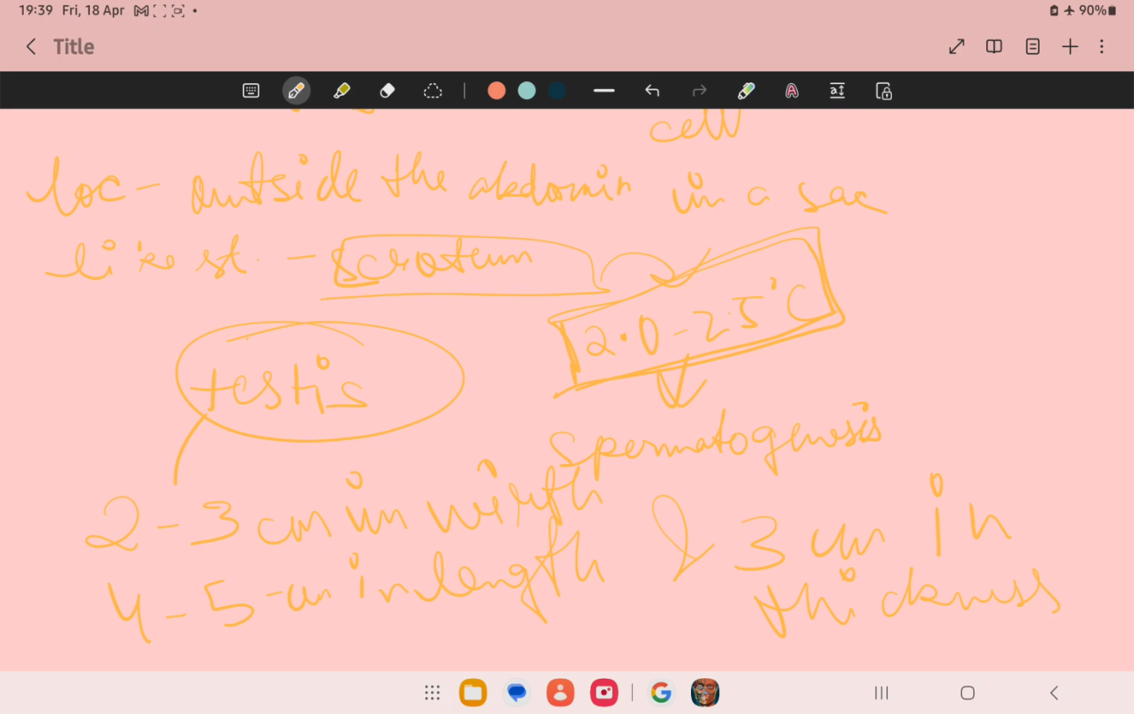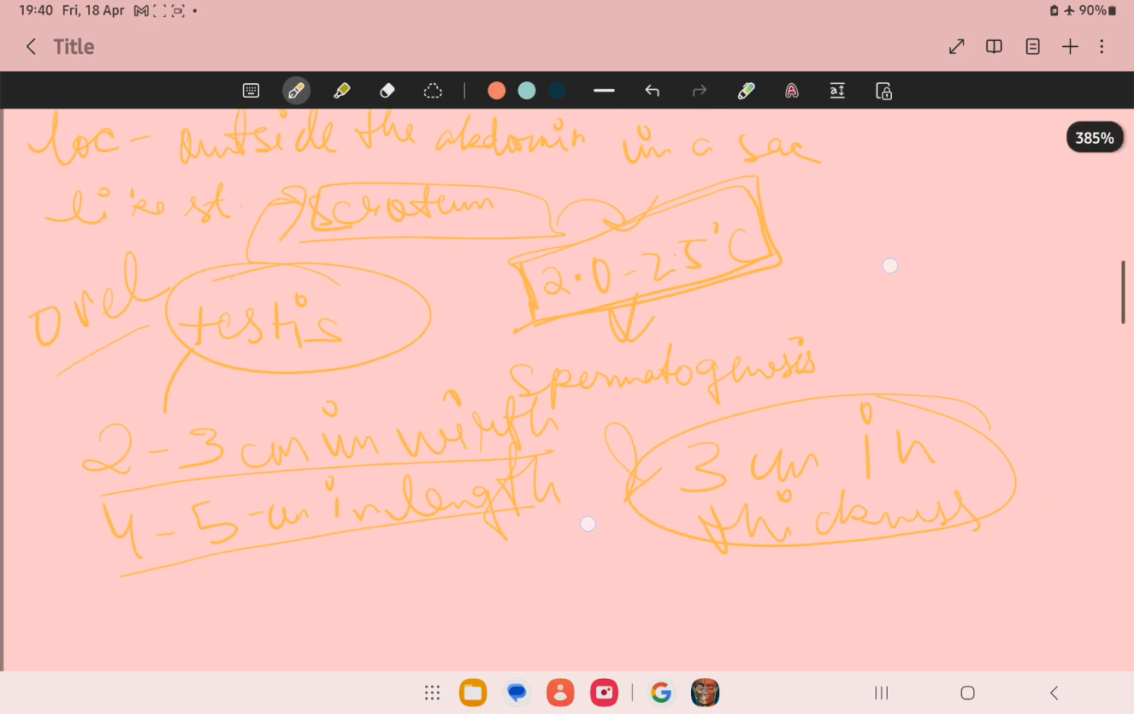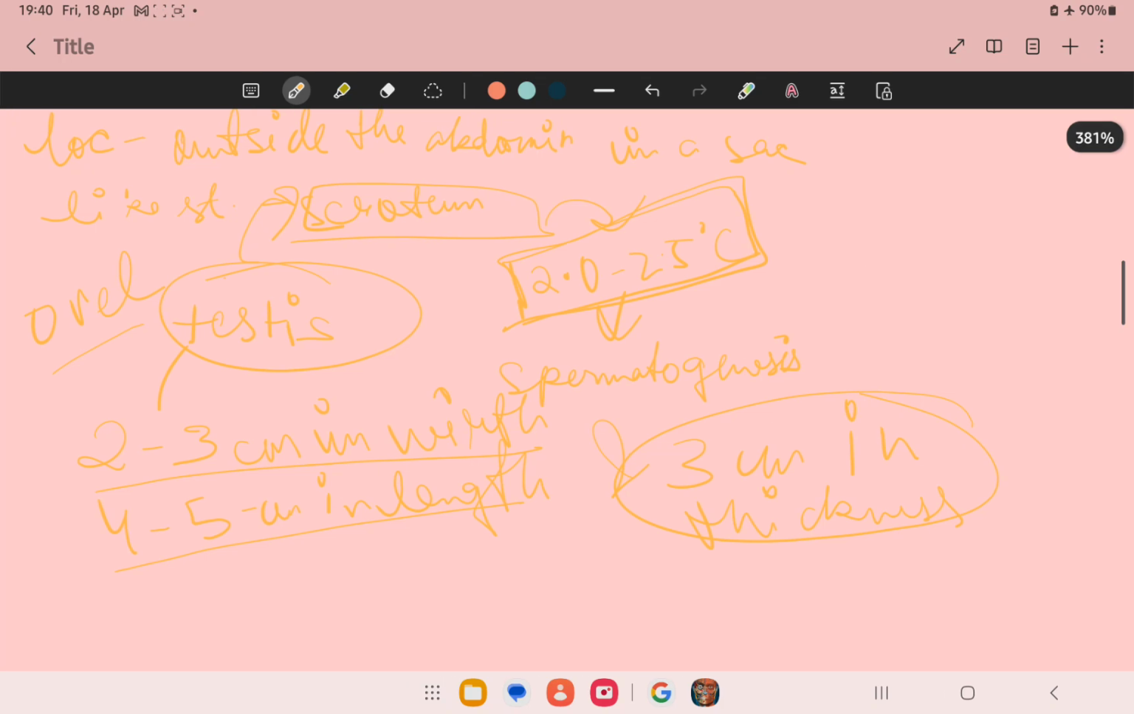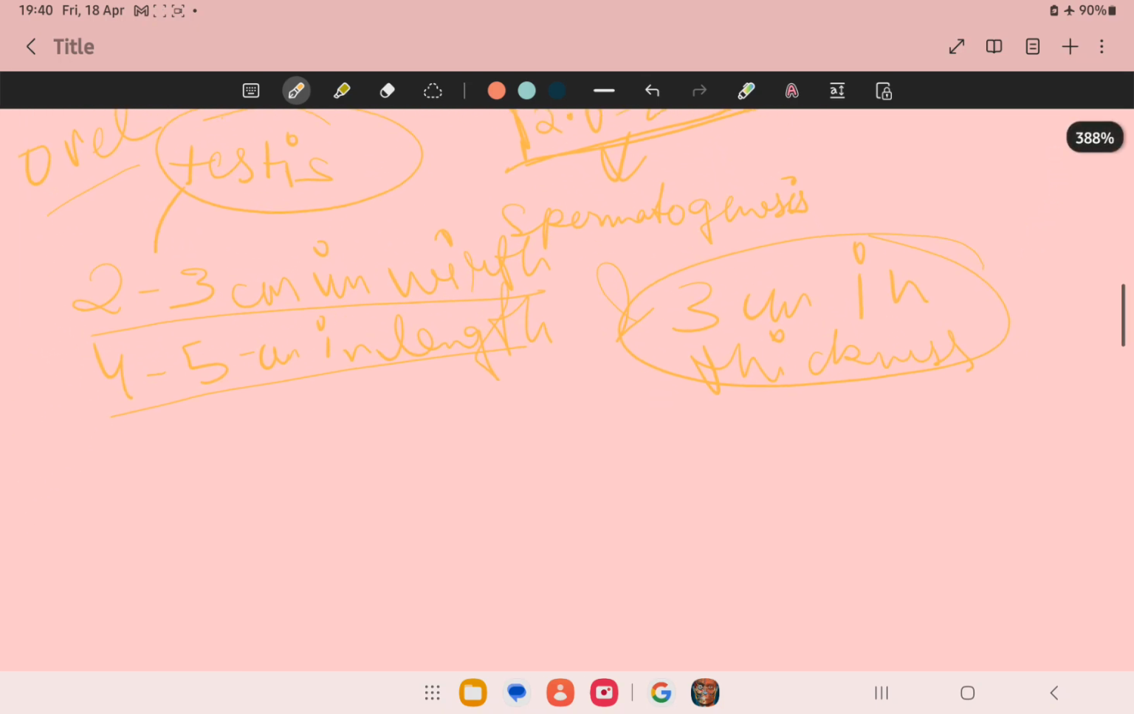Okay, so we have seen the structure. It is oval shape. I will show you the structure. It is oval shape and about 2 to 3 centimeter in width, 4 to 5 centimeter in length and 3 centimeter in thickness, located in the scrotum. I'll show you the structure of testes in just a minute. Before that, I would like to tell you that the testes, okay, let me make it oval.